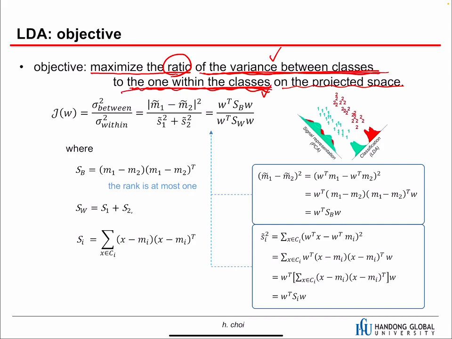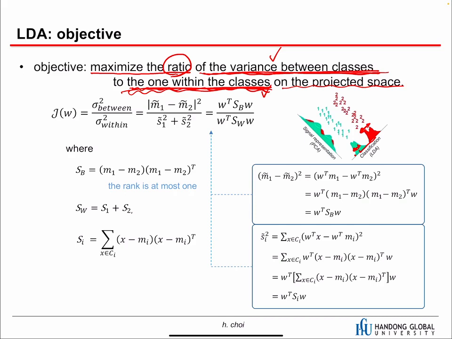By maximizing the variance between classes, we want to maximize this distance between the classes on the projected space. And then we want to minimize the variance within the classes, which means we want to minimize this variance and this variance. That makes sense. So that's the objective of LDA.